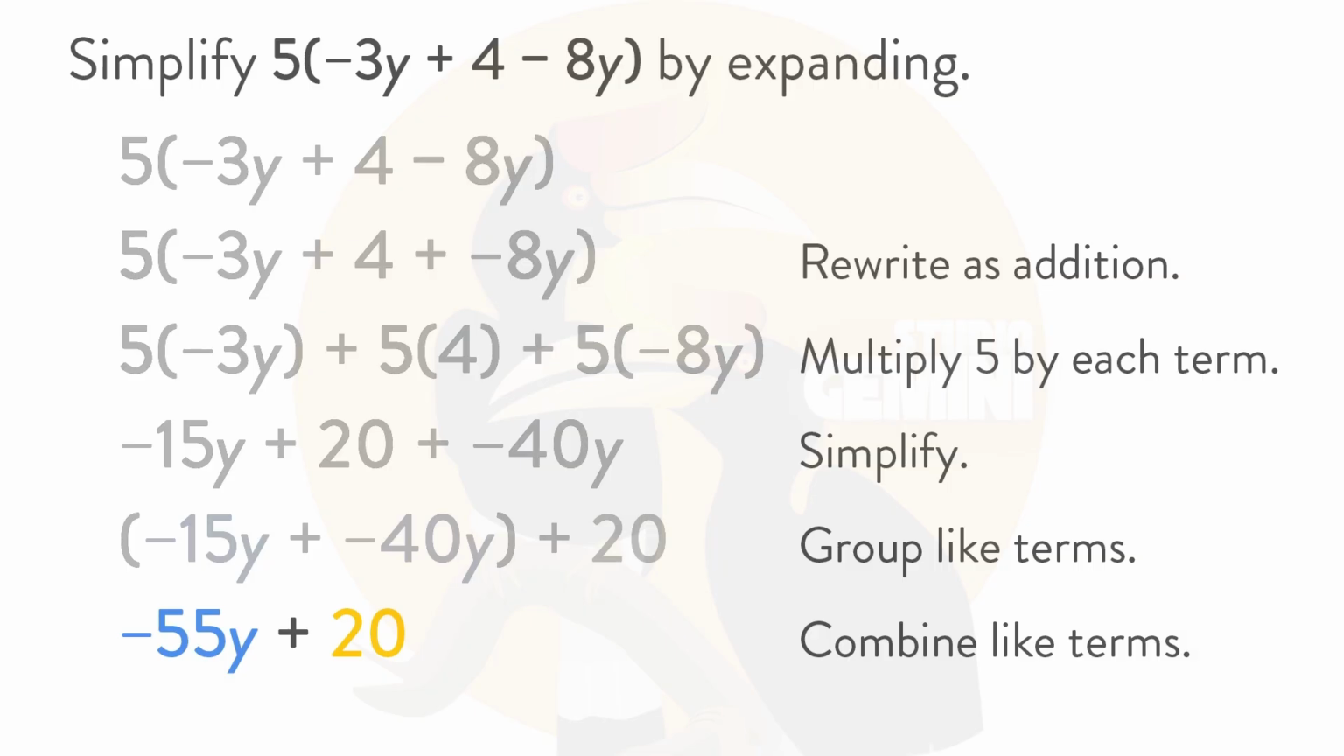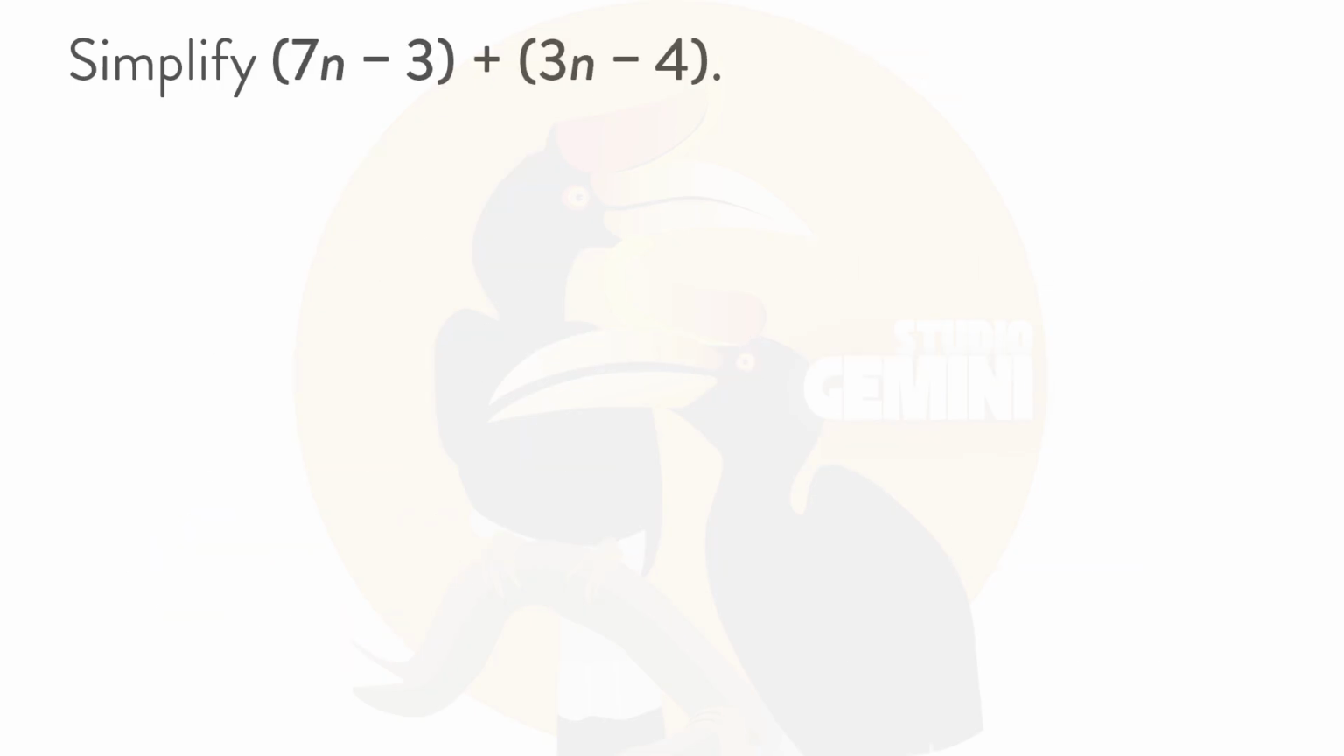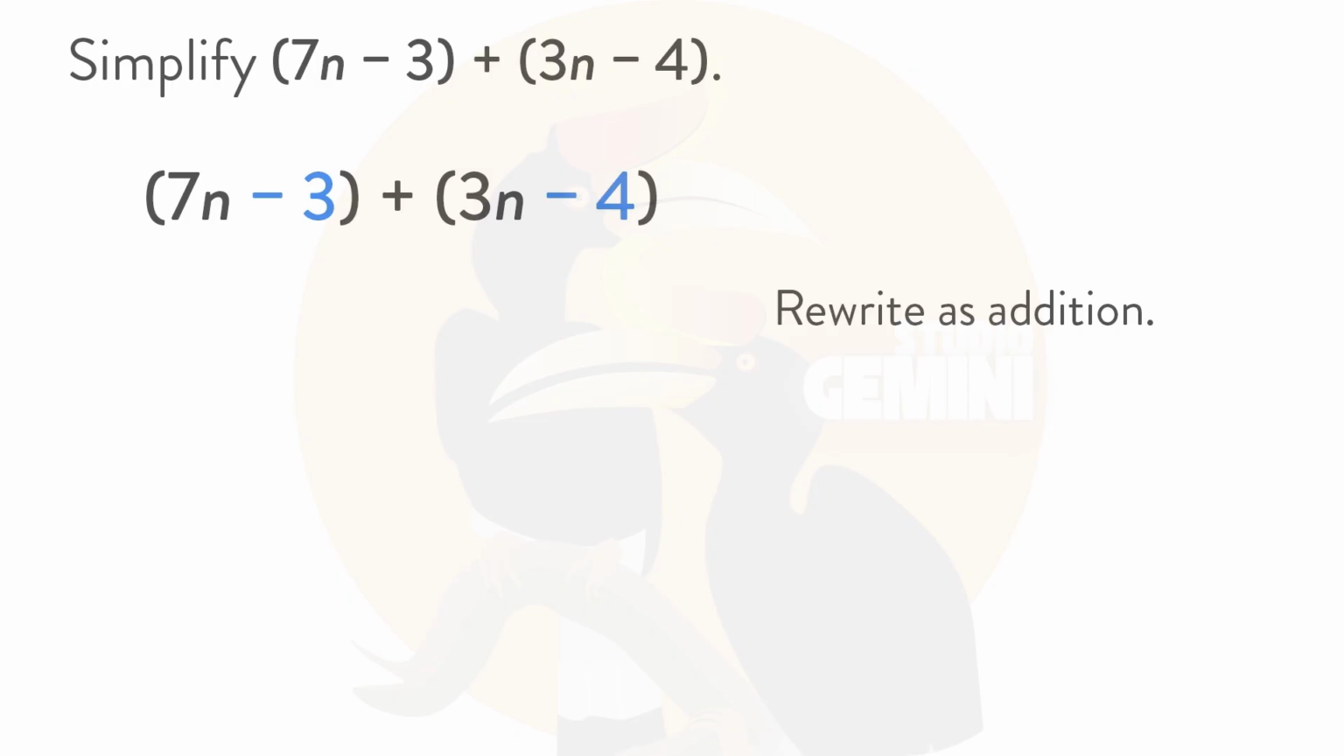Great, let's keep going. In this next example, we have two linear expressions, 7n minus 3 and 3n minus 4, and we're adding them together. Let's use some of the same strategies we've already learned to simplify. First, let's rewrite subtraction as addition. Minus 3 becomes plus negative 3, and minus 4 becomes plus negative 4.